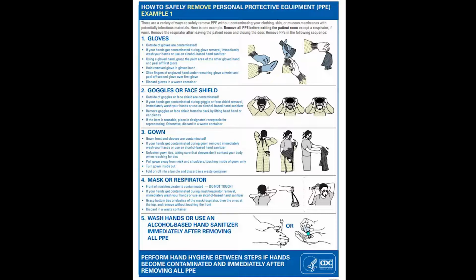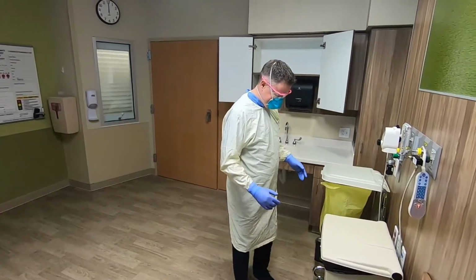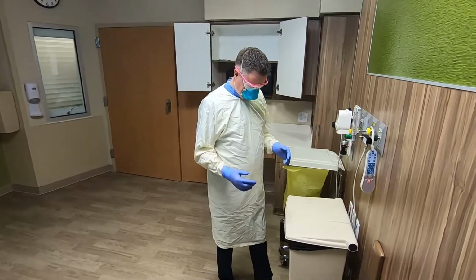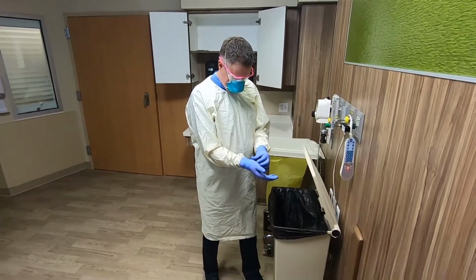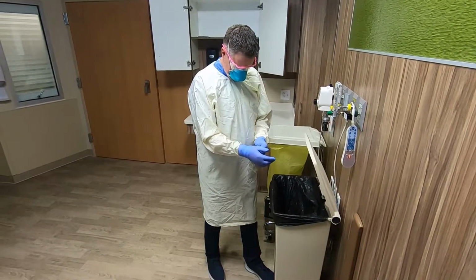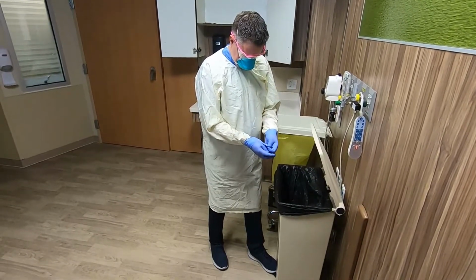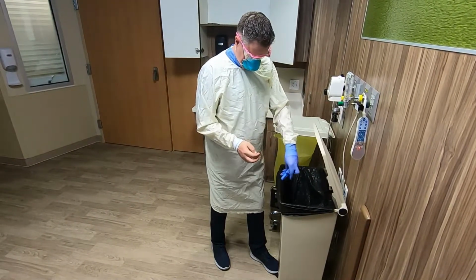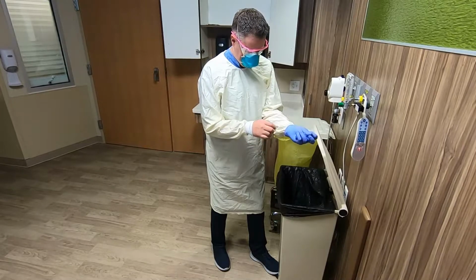Number 1, gloves. Outside gloves are contaminated. If your hands get contaminated during glove removal, immediately wash your hands or use an alcohol-based hand sanitizer. Using a gloved hand, grasp the palm area of the other gloved hand and peel off the first glove. Hold the removed gloves in the gloved hand.